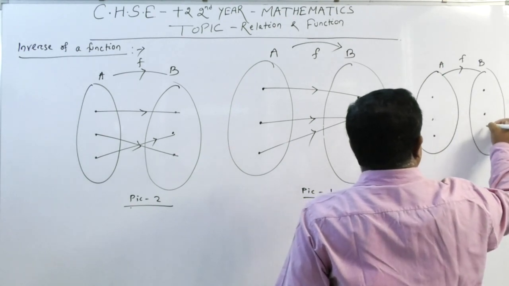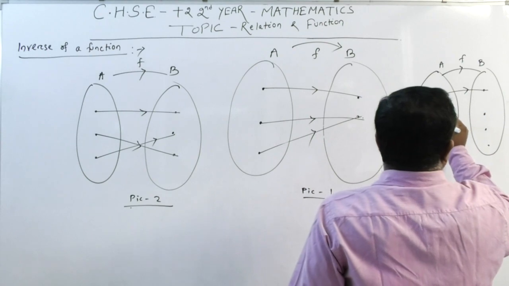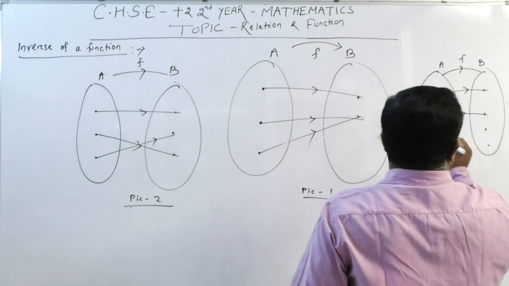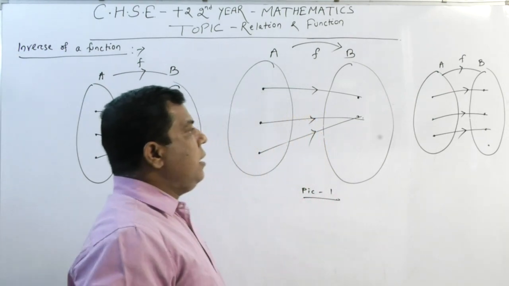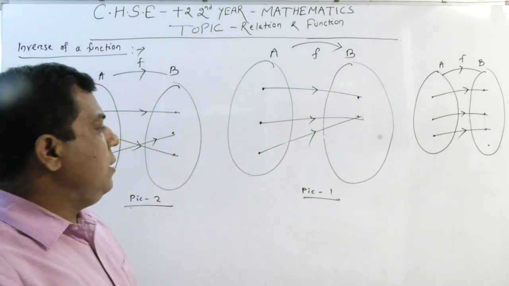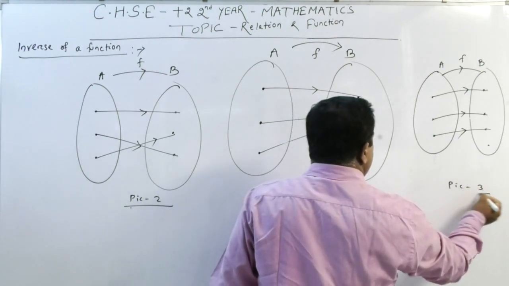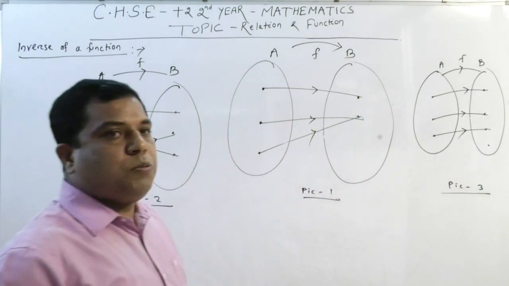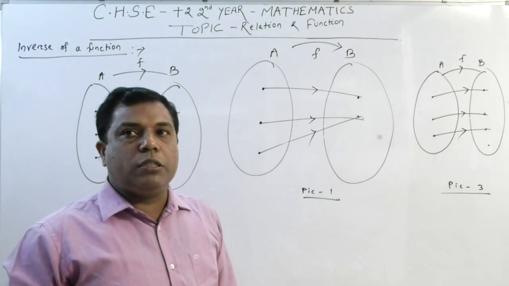Okay, you see, suppose this is the conversion. This is the function which converts the elements. Okay, f is converting. Now I have three pictures, picture 1, picture 2 and picture 3. Okay, you see, in these pictures when and where we will get the inverse function.